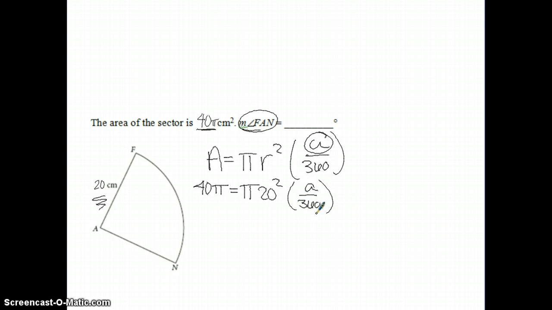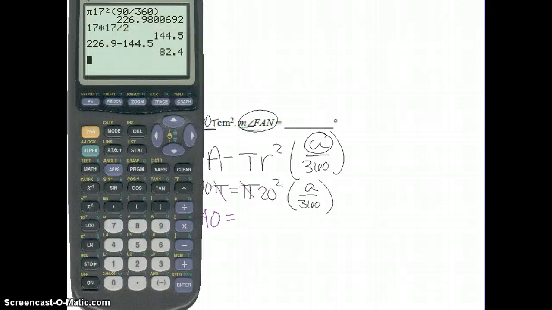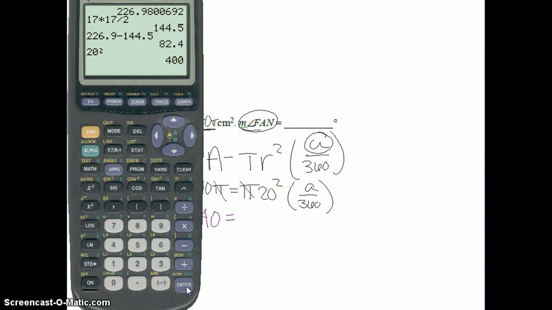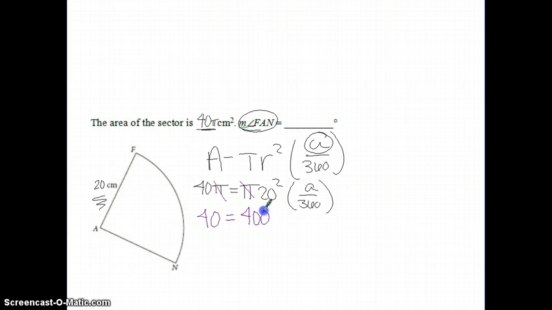So we get 40 pi equals pi 20 squared times a over 360. So to begin solving, the very first thing we can do is cancel our pi's. We have pi on both sides, so they can just go away. So 40 equals 20 squared, which is 20 times 20, and we can calculate that. And we get 400. So 40 equals 400 times a over 360.